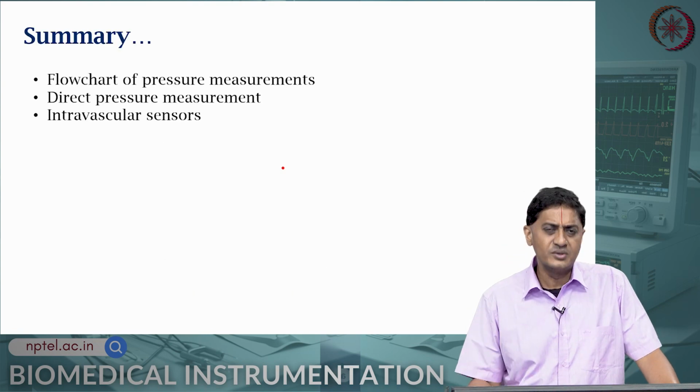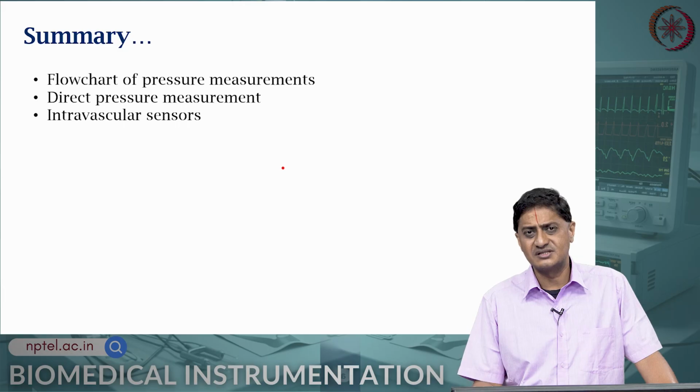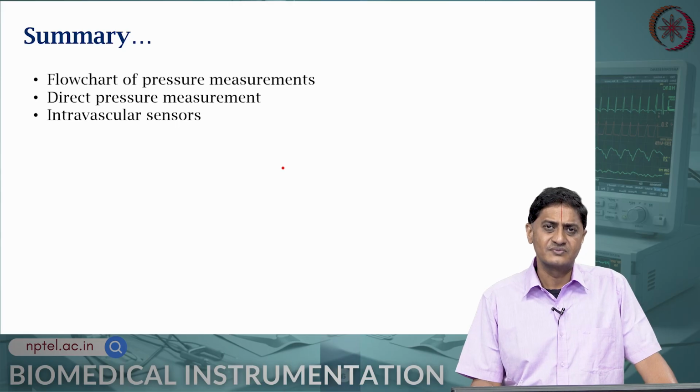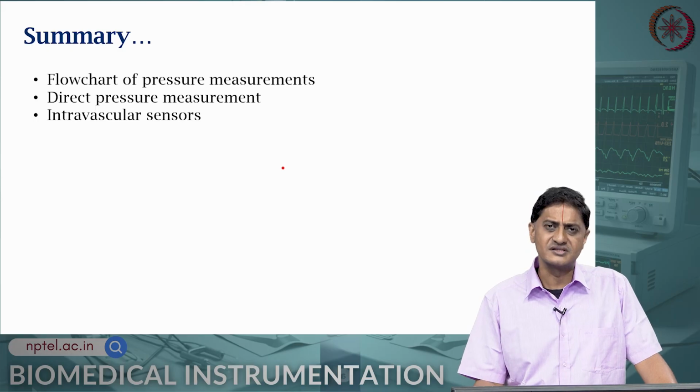So with this we come to the end of this video. In this video we looked at various types of pressure measurements, a flow chart of pressure measurements, direct and indirect. Within direct we discussed two types, intravascular and extravascular, and within indirect we discussed two types, auscultatory and oscillometric. Which one we use depends on the particular clinical requirement, the skill of the clinician, and the requirement for the patient to have an indirect or direct method, whichever is needed. In most primary care settings we use the indirect method, or the auscultatory method, which we will discuss in future classes.